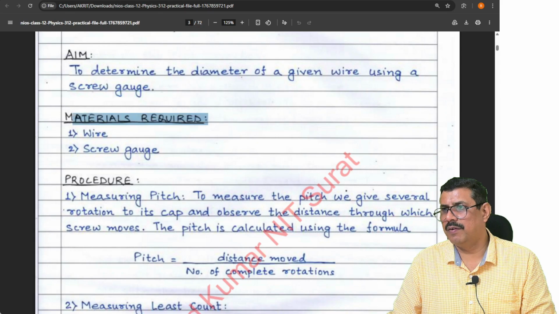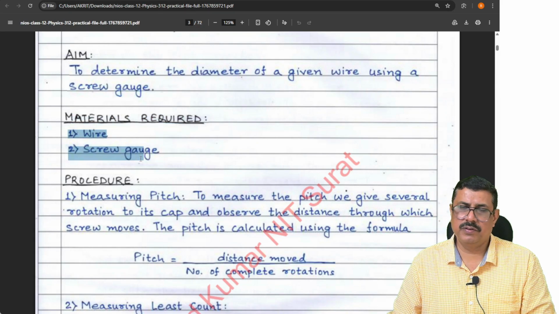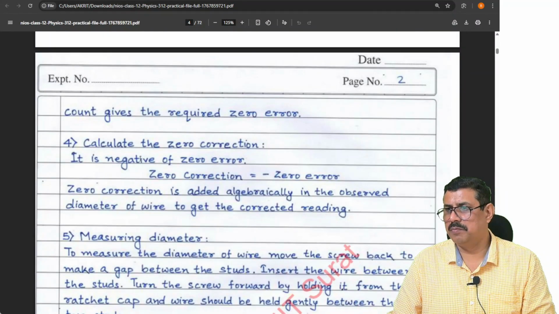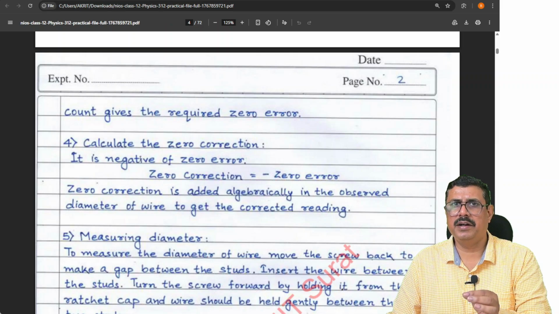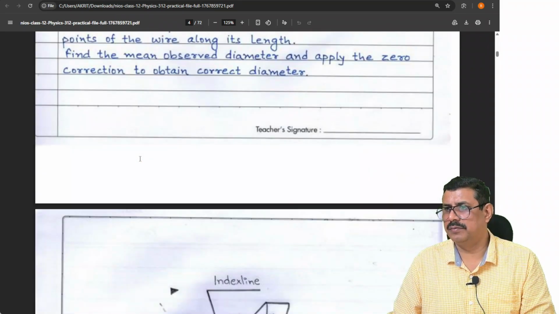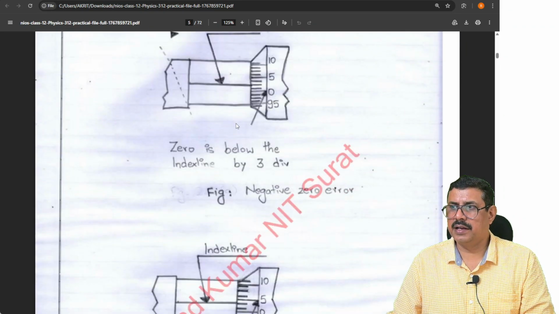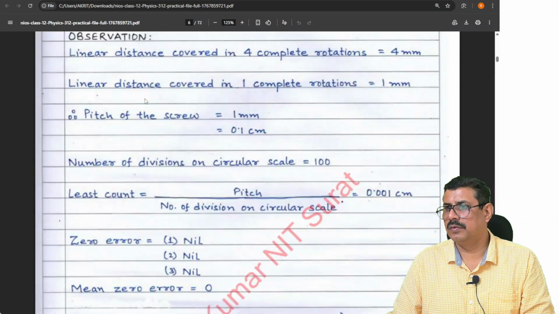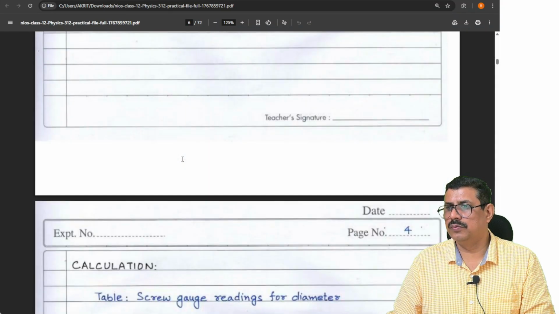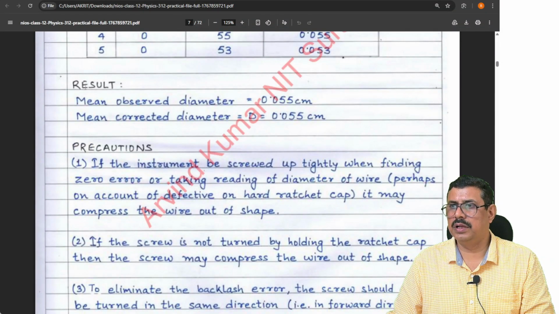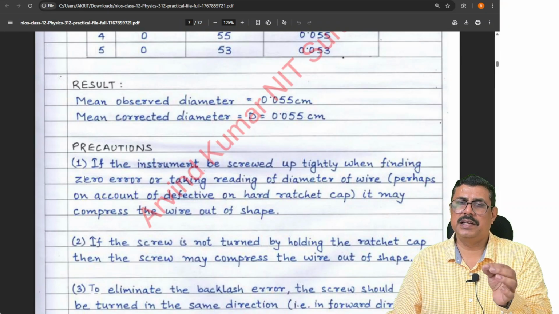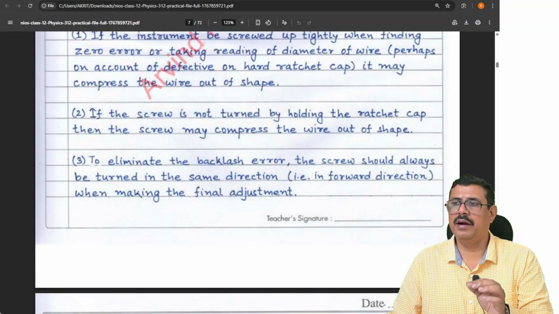Materials required with black pen, and what the materials required are with blue pen, simply copy from this solved PDF. This is the diagram which you have to make. Then you do the observation, then the calculation, then the result and precautions. In the similar way, you have to write all the 10 practicals.